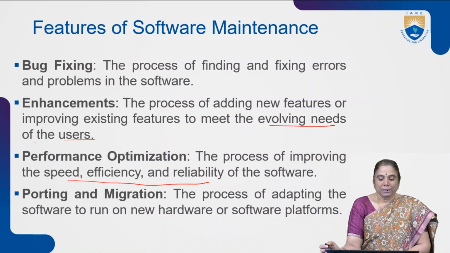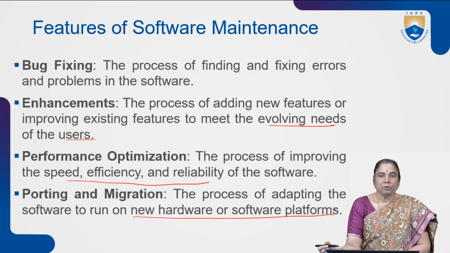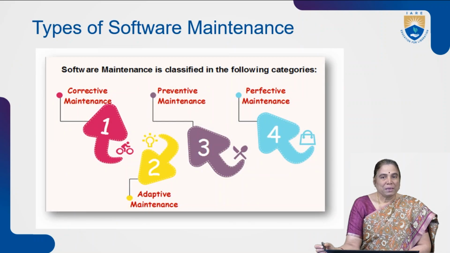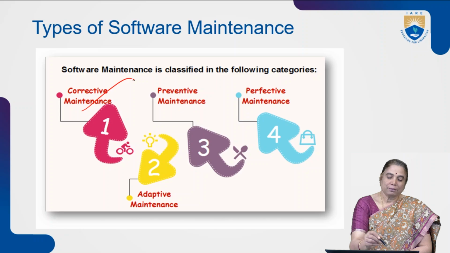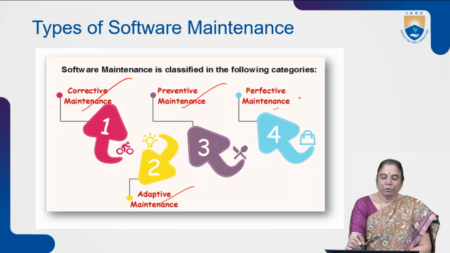Porting and migration is the process of adapting the software to run on new hardware and software platforms. So adapting to the new environment with change in technology is a major feature of software maintenance, so that compatibility with a variety of environments and infrastructures plays the major role. There are majorly four types of software maintenance: corrective maintenance, adaptive maintenance, preventive maintenance, and perfective maintenance.